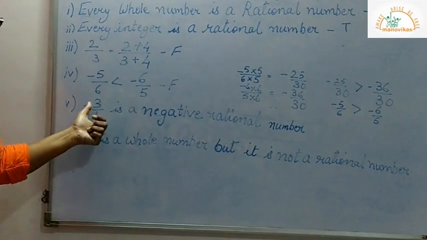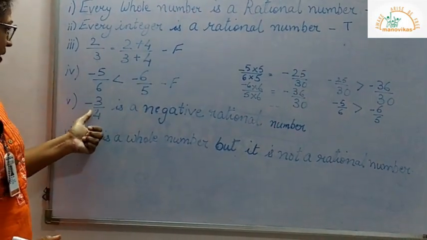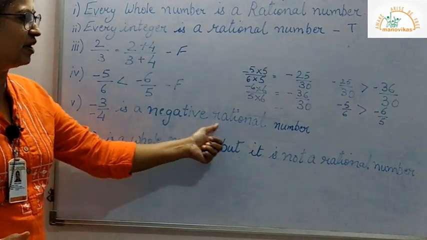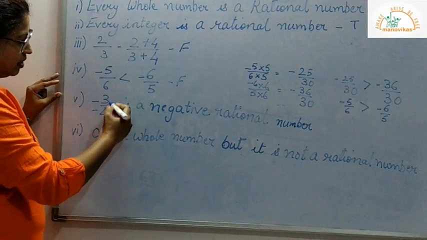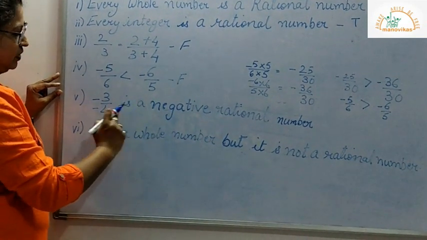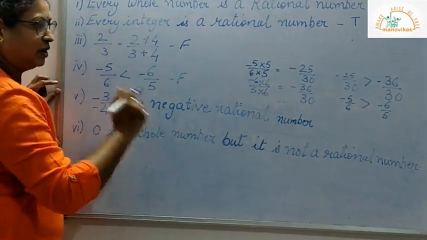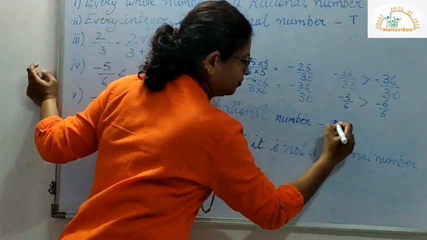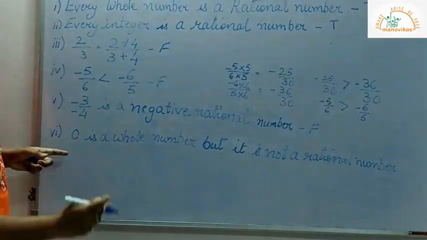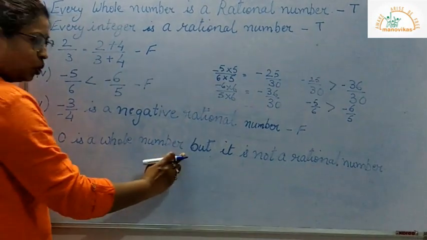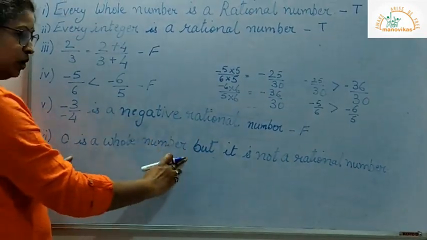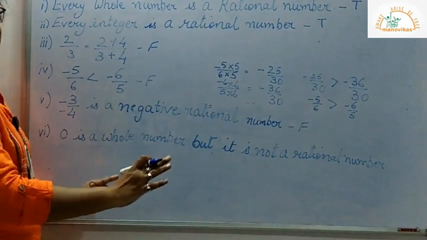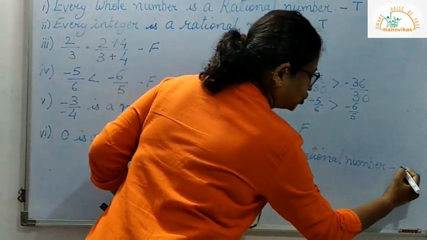Now, -3 divided by -4 is a negative rational number. If we cancel both these signs, we get the number as positive. So this is not a negative rational number, but it is positive. So this one is also false. Moving on to the last one, 0 is a whole number, but it is not a rational number. 0 is a whole number and it is a rational number. So this statement is also false.